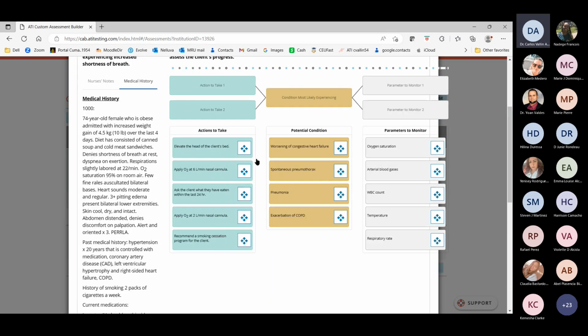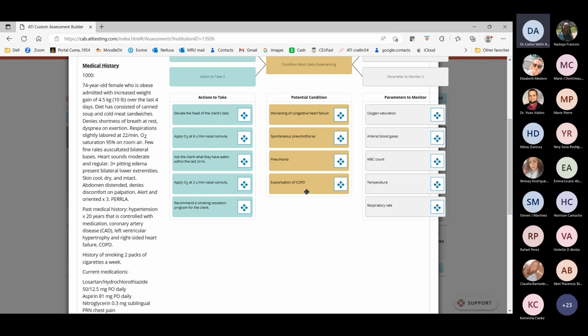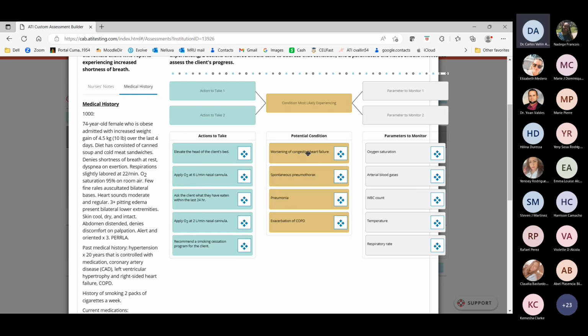So let's see which diagnosis is more pertinent to this client. We have worsening or deterioration of congestive heart failure, pneumothorax. This is not a clinical picture of pneumothorax. Pneumonia, has no fever, has no evidence of infection. Exacerbation of the COPD, they don't describe wheezing. So the most probable diagnosis, which one do you think it is? Do you agree with me that the most probable is worsening or decompensation of heart failure? So let's choose this. Now let's see what action is pertinent for this patient.